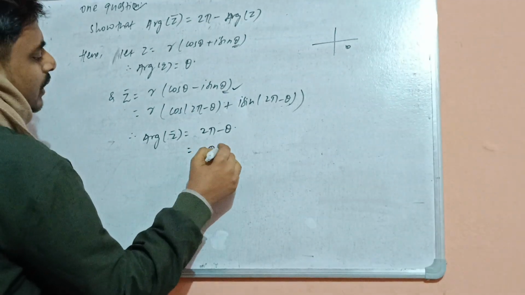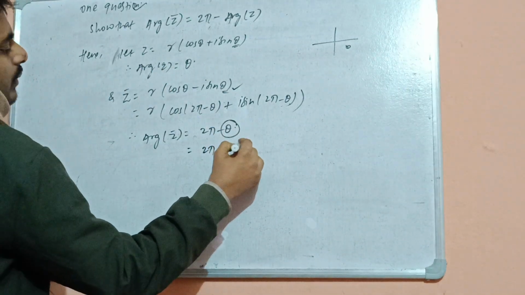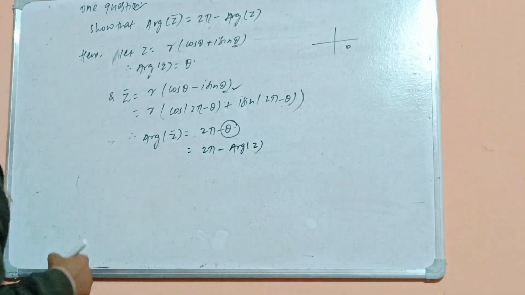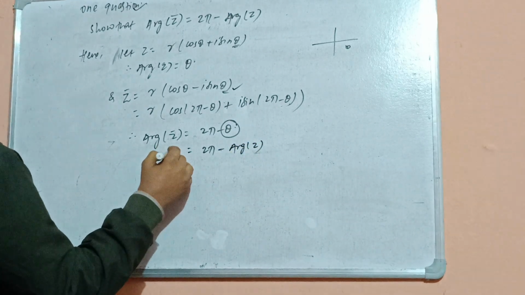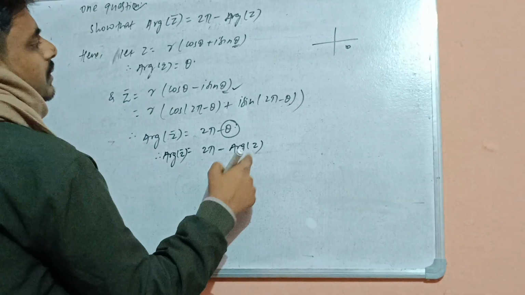That is 2 pi minus theta, and this theta means argument of z. Therefore argument of z conjugate equal to 2 pi minus argument of z. Proved.